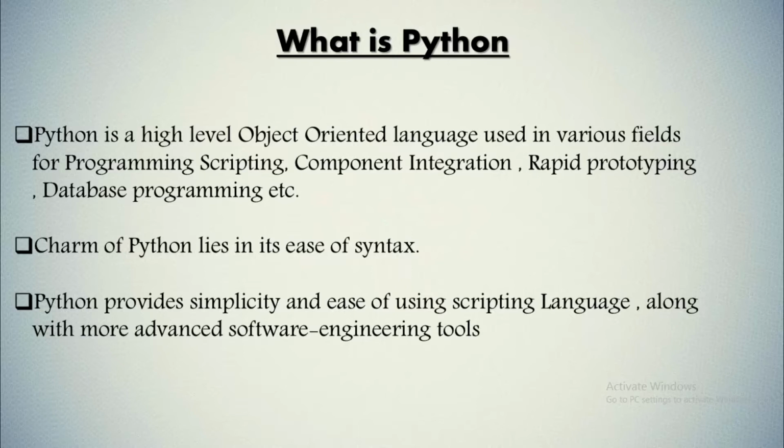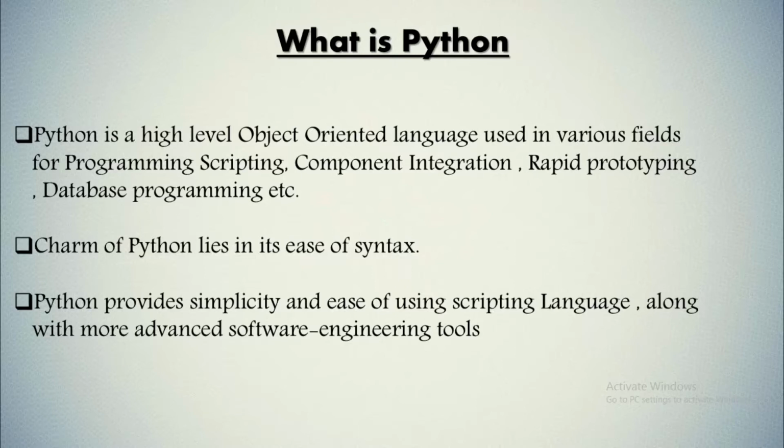by Guido van Rossum in the late 80s and early 90s at the National Research Institute for Mathematics and Computer Science in the Netherlands. Now, like Perl, Python source code is also available under the GNU, which is General Public License. Now, this course gives enough understanding on Python programming language.